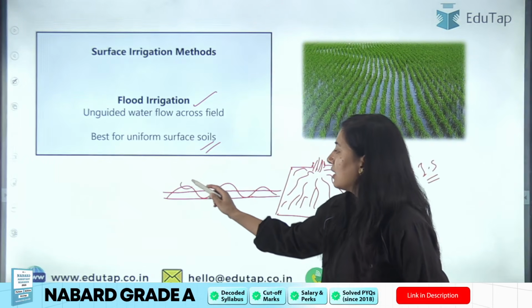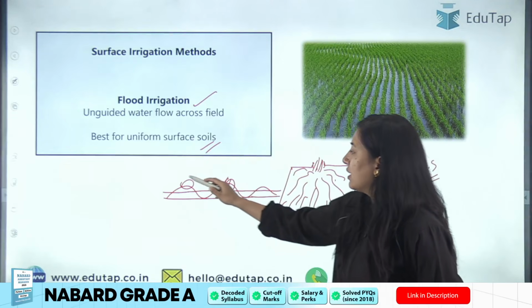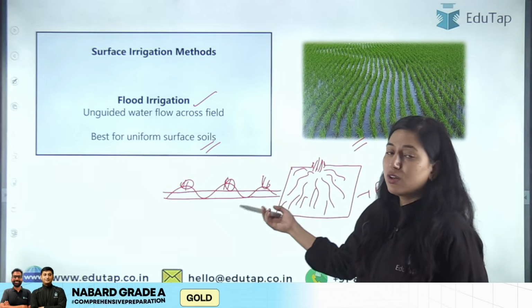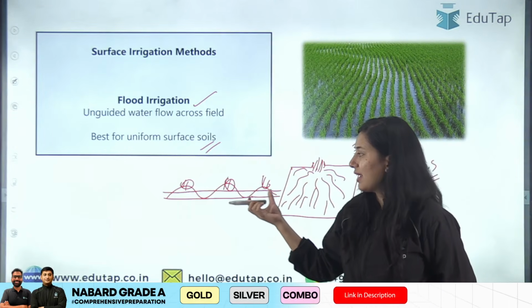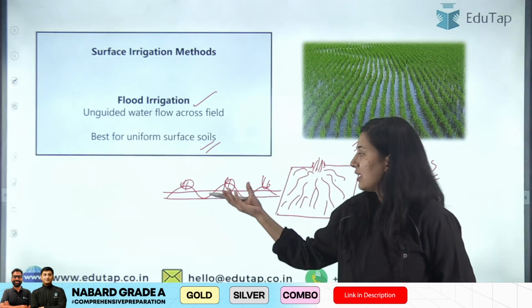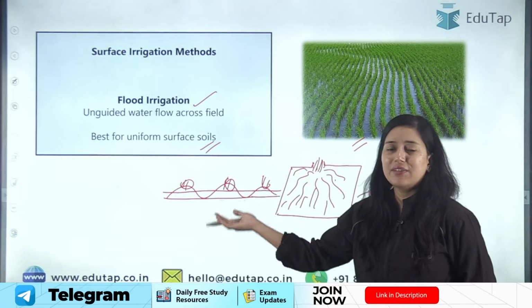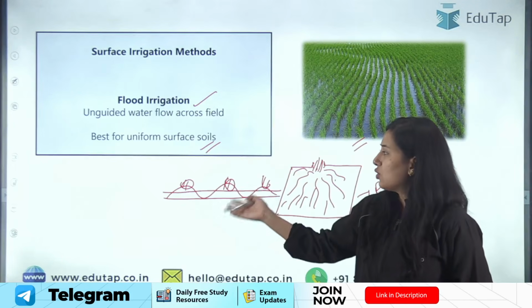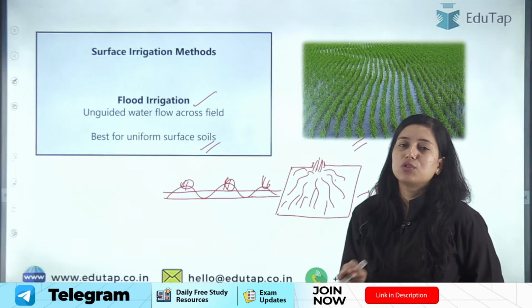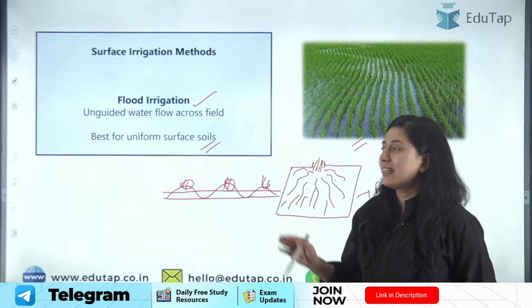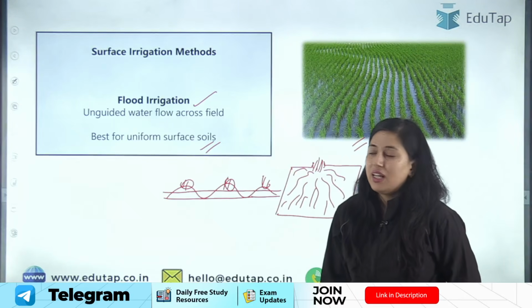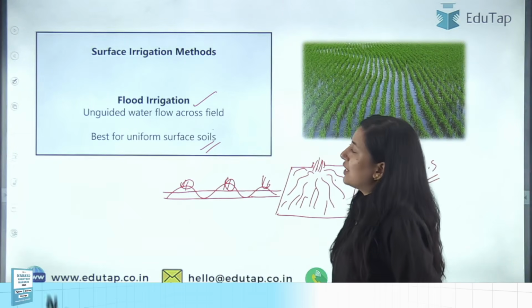Each part of this soil might not receive water. Some plants that are growing in these areas might not receive the water, and they can die with the lack of water, they can die with scarcity of water, right? So it's very important that our field should be uniform, our field should be leveled in case of flood irrigation system. Now what are the advantages of flood irrigation system?